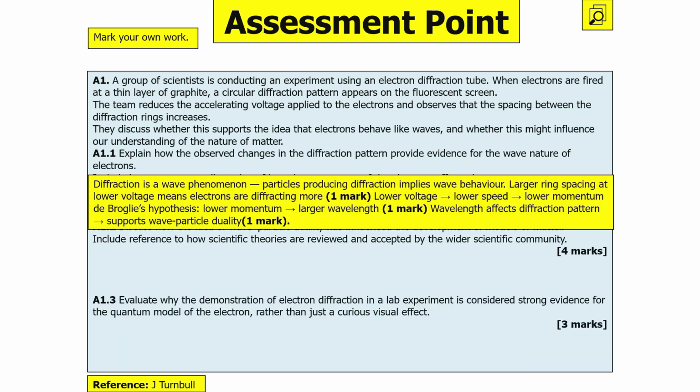In our first one, diffraction is a wave phenomenon. The particles produced in diffraction implies that it's wave behavior. The larger ring spacing at lower voltages means that the electrons are diffracting more. A lower voltage gives a lower speed, which gives a lower momentum. From de Broglie's hypothesis, the lower momentum gives a larger wavelength. Therefore, this tells us that wavelength affects the diffraction pattern, which supports wave-particle duality.